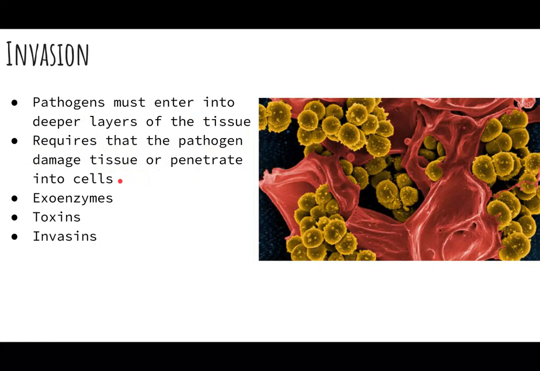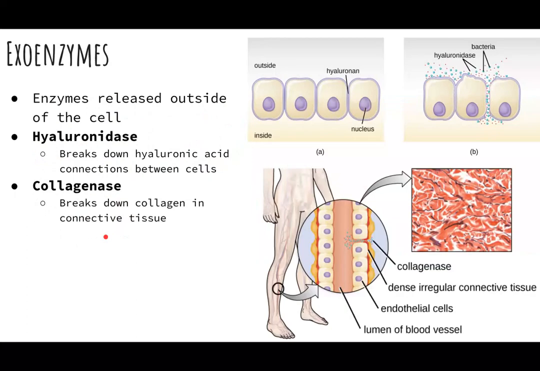And we're going to be talking about three ways that bacteria can do that: exoenzymes, toxins, and invasions. So exoenzymes, as you may be able to tell by the name, are enzymes that are released outside of the bacterial cell. So remember that word part, exo means outside. So exoenzymes are enzymes released outside of the cell. Two exoenzymes that are used for invasion are hyaluronidase and collagenase.